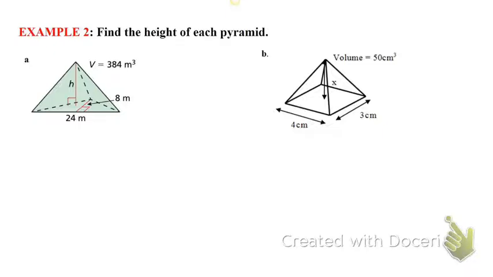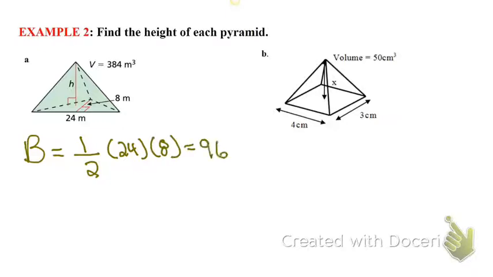So we are able to figure out the base area of that triangle. Remember, the area of a triangle is just 1/2 base times height. So our base area is 1/2 of 24 times 8, and that is equal to 96 square meters. But now the volume itself is going to be 384. It's given to us as that.